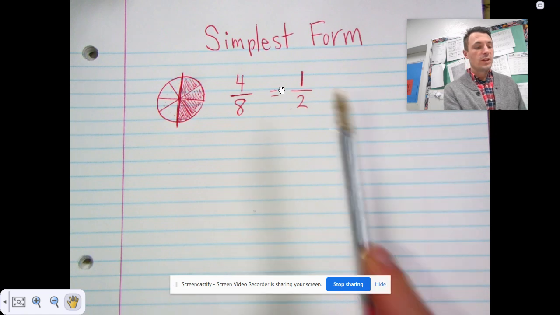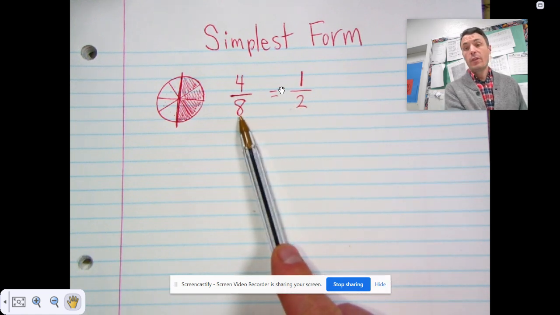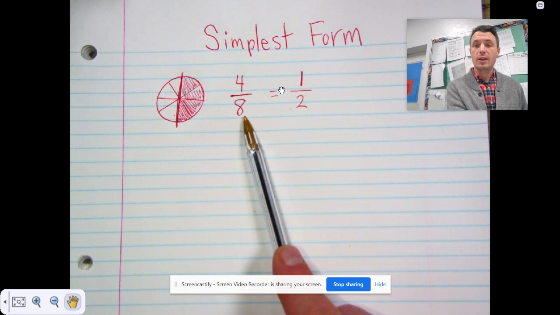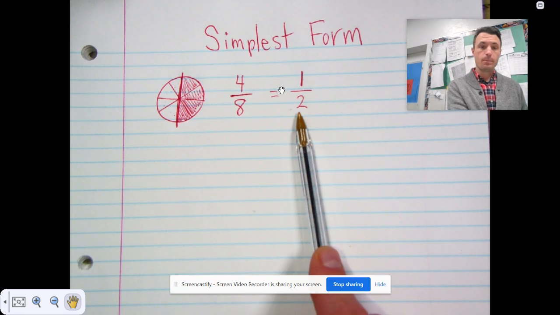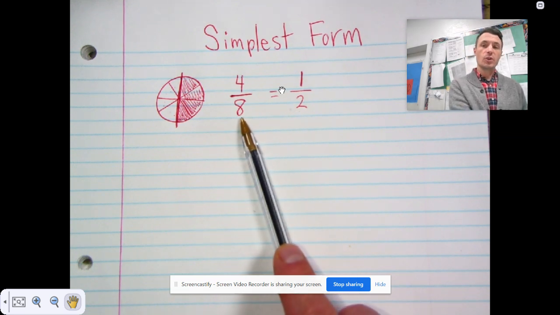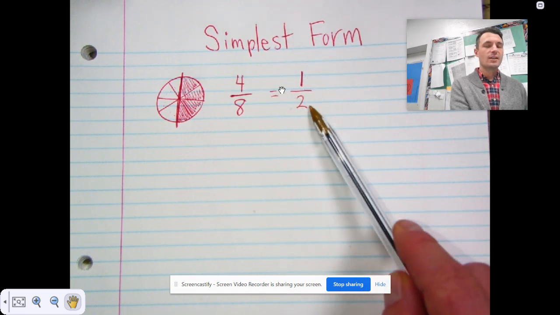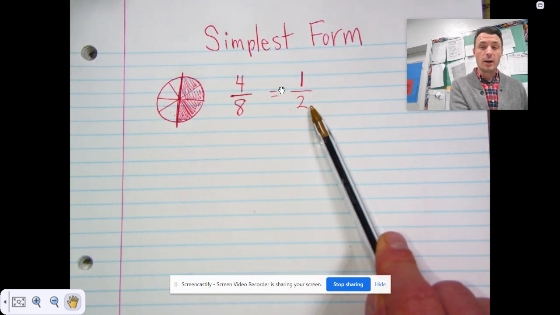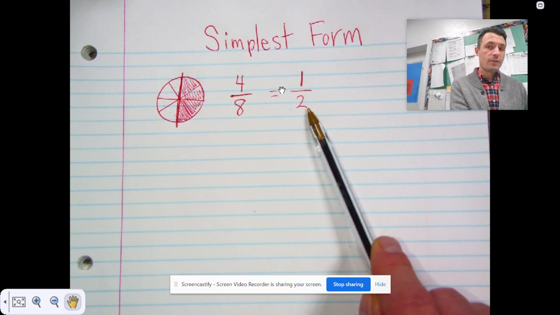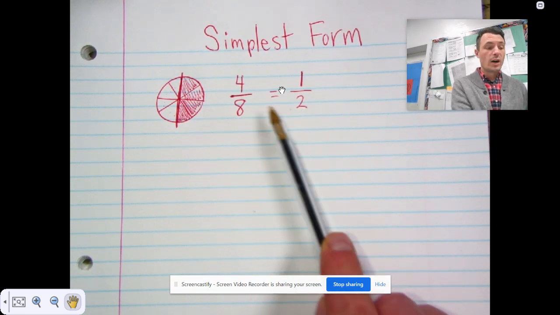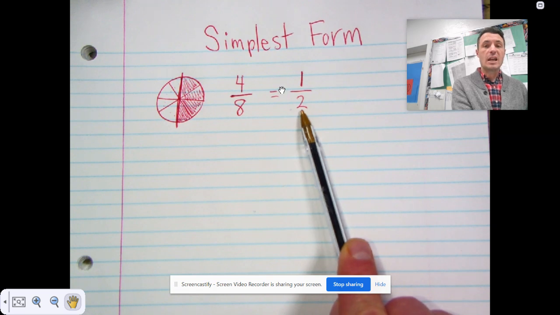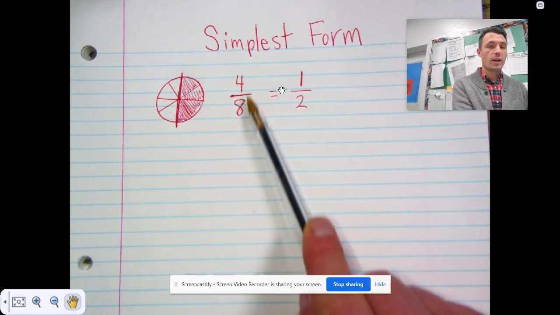Now, these fractions both name the same value. They're equivalent fractions. They mean the same thing. But 1/2 is in simplest form and 4/8 isn't. So what does simplest form really mean? It means you make the numerator and denominator as small as you possibly can while still having this fraction represent the same amount. And why does 1/2 represent the same amount as 4/8?